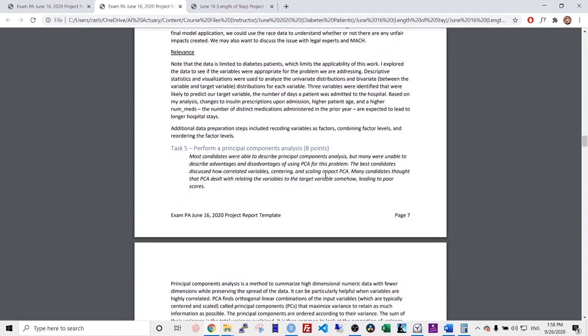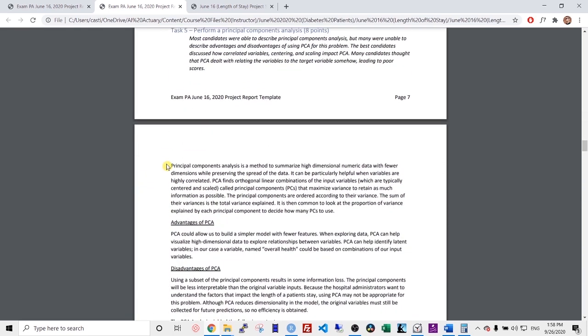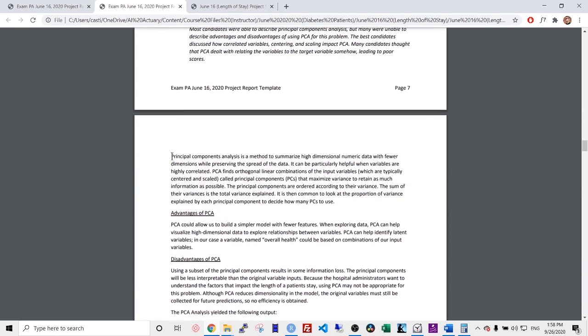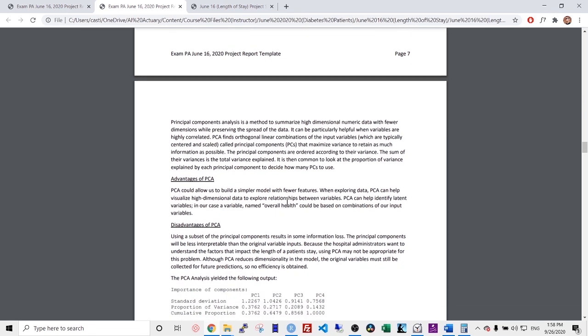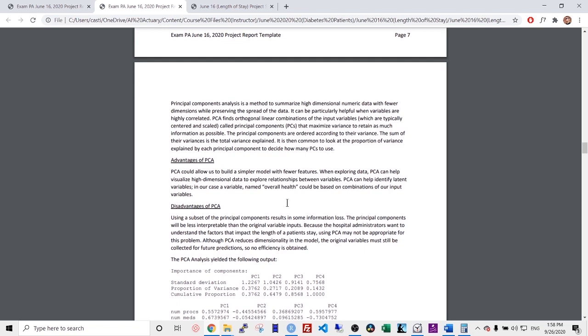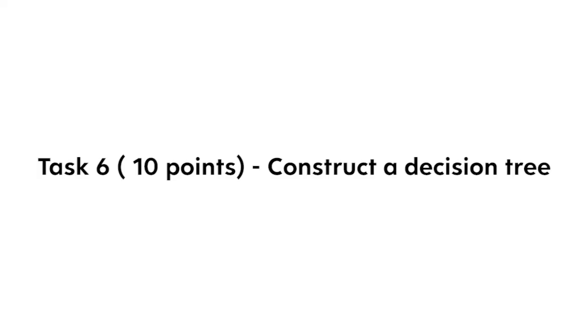They also say that many were unable to describe advantages and disadvantages of using PCA for this problem. So it seems like most people are able to provide a simple description of what PCA is. The way to get maximum points on the question is to apply it to the specific problem. In this case, you can talk about how PCA for the numeric variables would make it more or less difficult for doctors to interpret the patient's medical history.